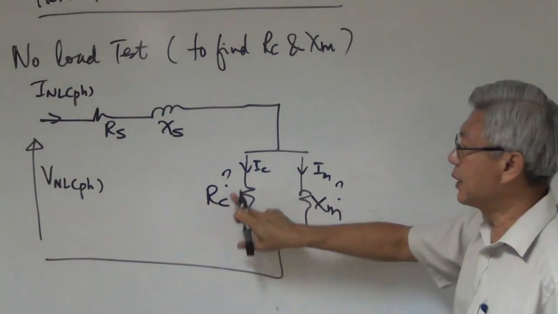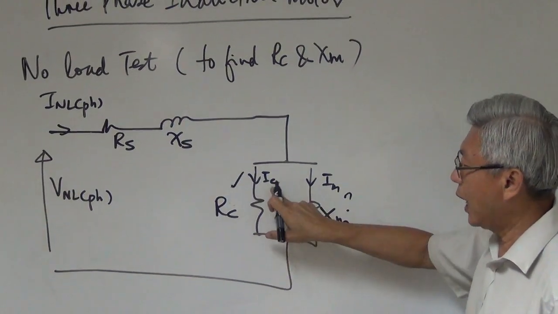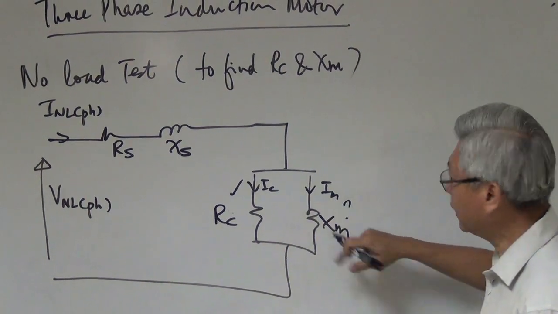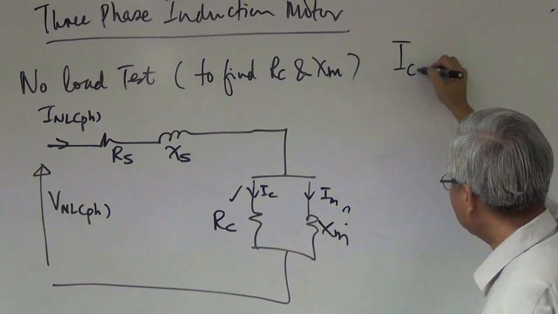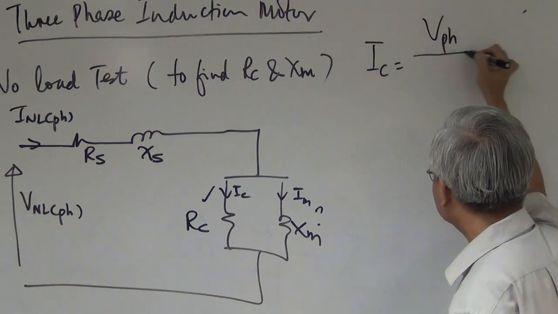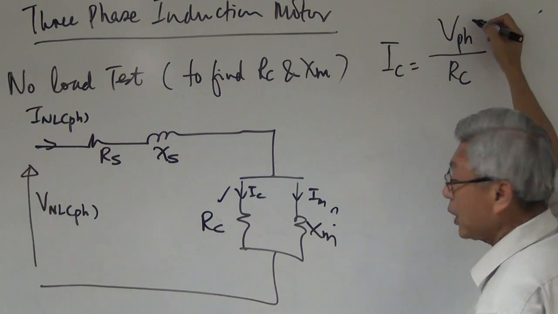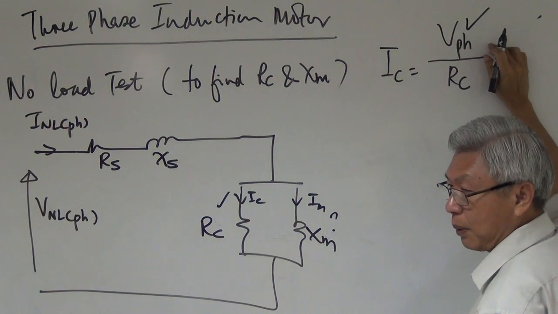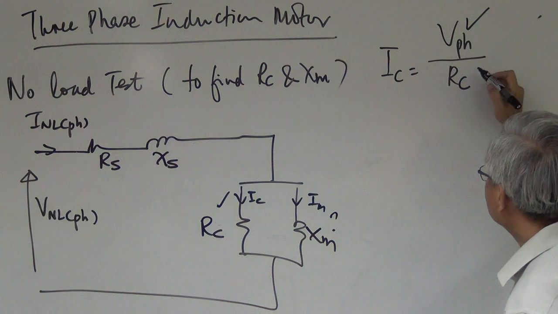Right, I know RC already. I can find IC. If I know IC, I can find IM later. Okay? Alright, so I say IC is equal to VPH divided by RC. VPH I know because that's the voltmeter reading. I convert it to phase voltage by dividing by square root 3. Right? So I know RC.